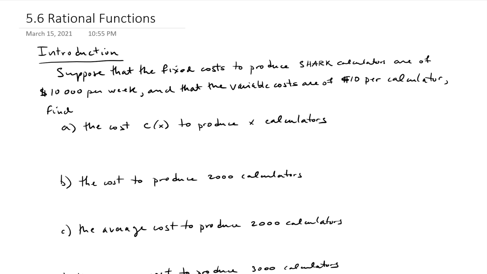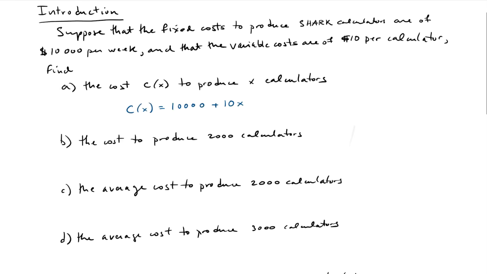So first of all, we're going to calculate the costs C of x to produce x calculators. So the cost is always comprised of two parts. You've got the fixed costs plus the variable costs. So that's going to be $10 multiplied by the number of calculators produced. So that's 10x. Okay, so we got fixed plus variable costs. So that gives us a linear function, C of x.